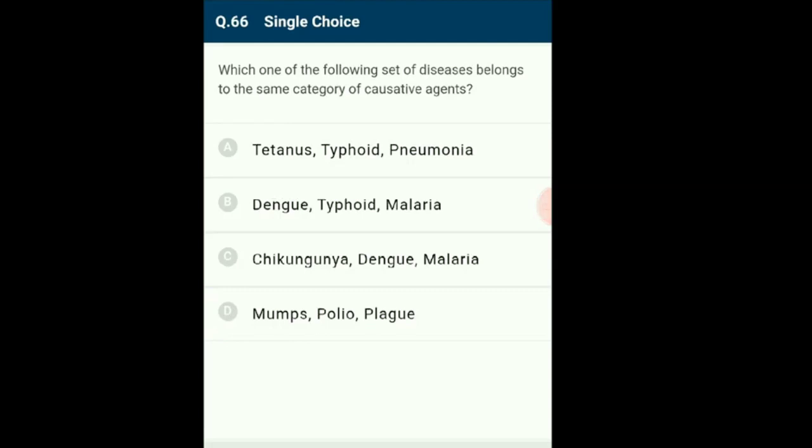Question number 66. Which one of the following set of diseases belong to the same category of causative agent? Bacterial diseases: tetanus, typhoid, pneumonia, plague, etc. Viral diseases: mumps, polio, dengue, chikungunya, etc. Protozoan diseases: malaria, kala-azar, sleeping sickness, etc. So the answer for this question is option A. Tetanus, typhoid and pneumonia are the set of diseases belonging to the same category.